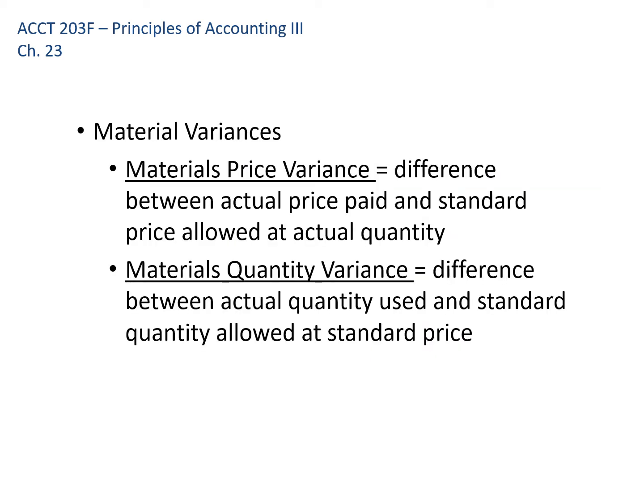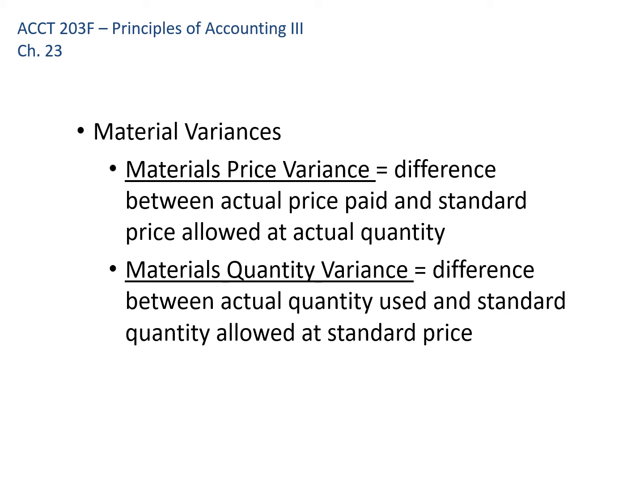So for material variances, well, again, I mentioned before, we'll have a material price variance and a material quantity variance. So the material price variance is the difference between the actual price paid and the standard price allowed at the actual quantity. Okay, not at the budgeted quantity, not at capacity, but at the actual quantity we created, or that we consumed rather. The material quantity variance is the difference between the actual quantity used and the standard quantity that's allowed at the standard price. Standard quantity allowed for that level of production at the standard price.